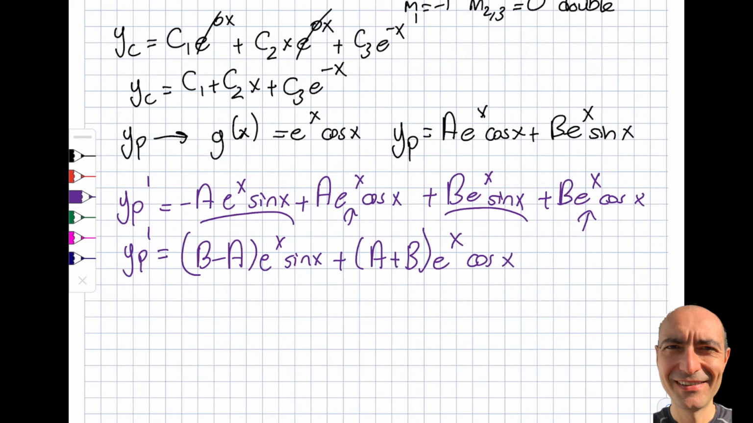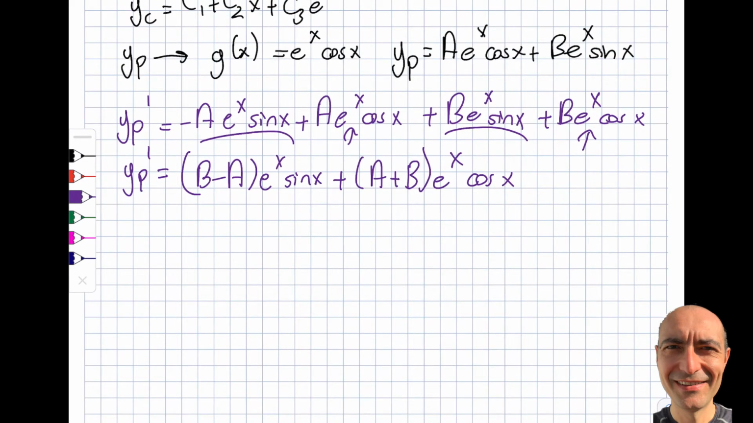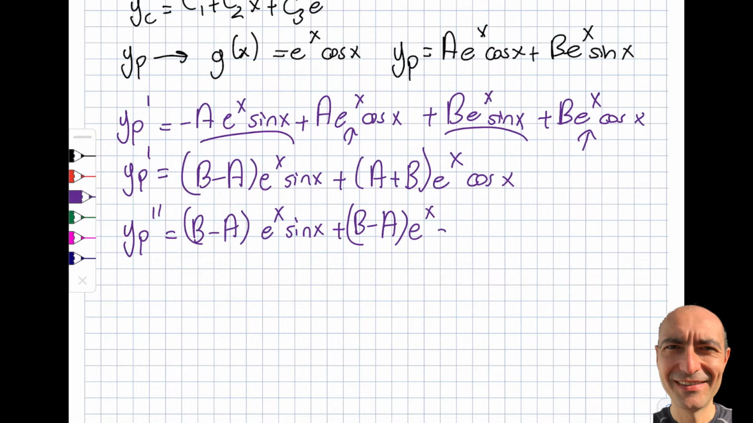I'm doing this simplification because I will have to go two more orders of differentiation. So then let's do the same step, b minus a e to the x sine x. I took the derivative with respect to e to the x first. Then I will have b minus a e to the x cosine of x plus a plus b e to the x cosine of x. I took with respect to e to the x minus, because the derivative of cosine is minus sine, a plus b e to the x sine x.